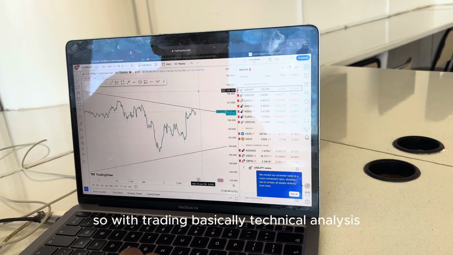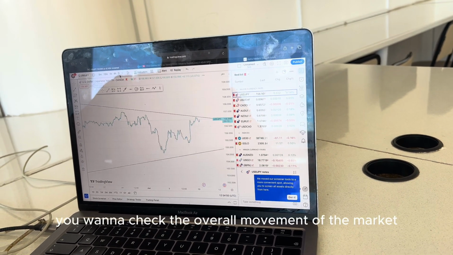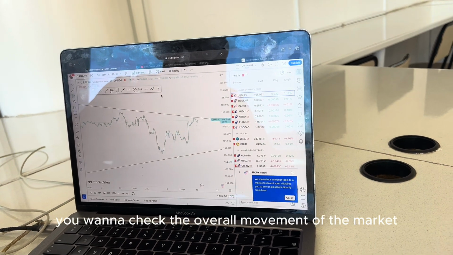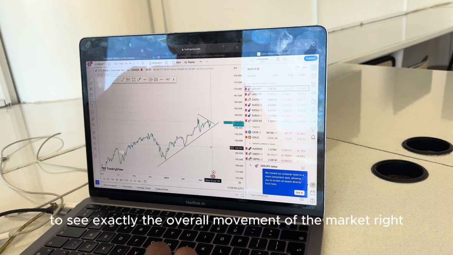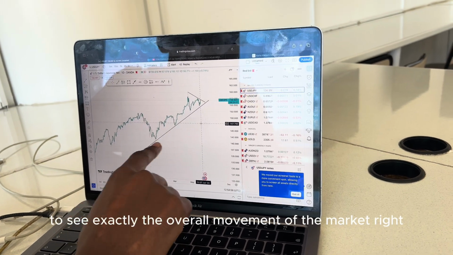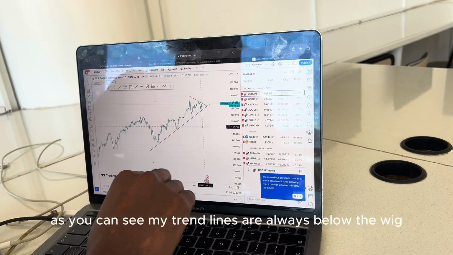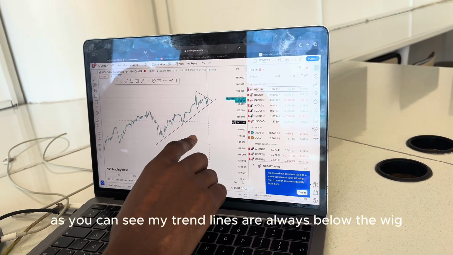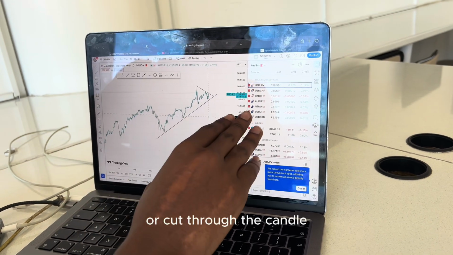So with trading, basically technical analysis, what you want to do is check the overall movement of the market right now. How we do that is we use the daily time frame to see exactly the overall movement of the market. So throwing this trend line right here, as you can see, my trend lines are always below the wick or on top of the wick. They should never cut through the wick or cut through the candle.